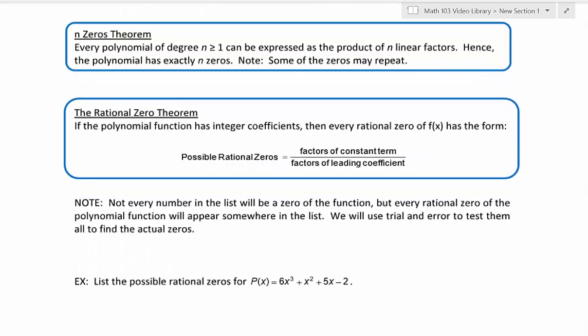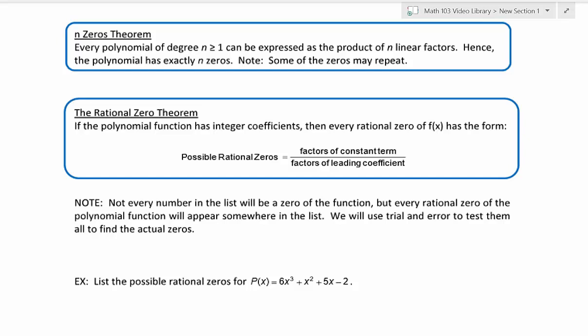Okay, next is our zeros theorem. This states for every polynomial of degree 1 or greater, it can be expressed as the product of n linear factors. Hence, the polynomial has exactly n zeros. Note that some of the zeros may repeat. So it's not n unique zeros, just n zeros in general.